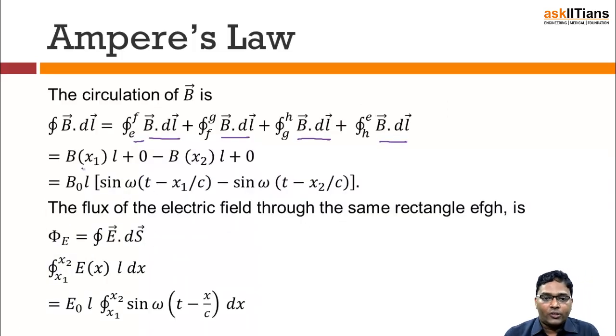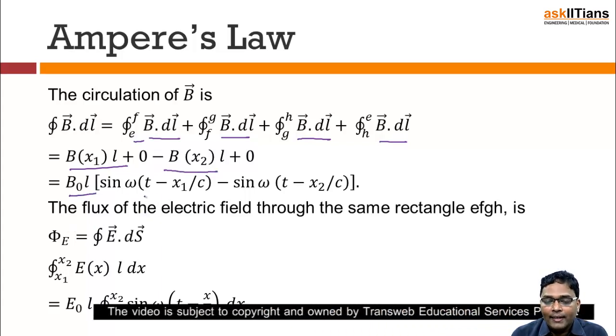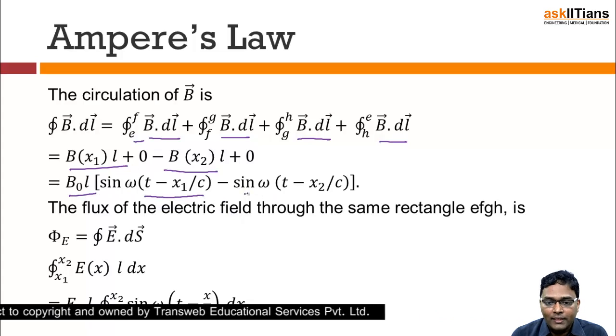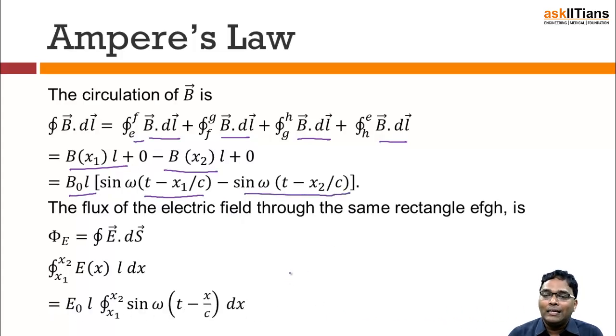So if I put that all together, I'll get B x1 L minus B x2 L. So let's put all of that into an expression. We'll get B naught L [sin(ωt − x1/c) − sin(ωt − x2/c)], just simply putting in the expressions of x1 and x2.